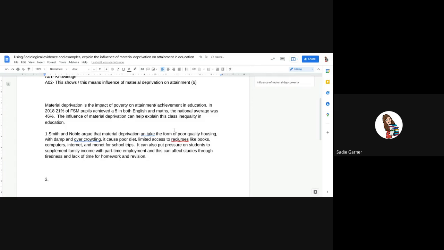So Smith and Noble argue that material deprivation can take the form of poor quality housing with damp and overcrowding. It can cause poor diet, limited access to resources like books, computers, internet, and money for school trips. It can also put pressure on students to supplement family income with part-time employment, and this can affect studies through tiredness and lack of time for homework and revision.